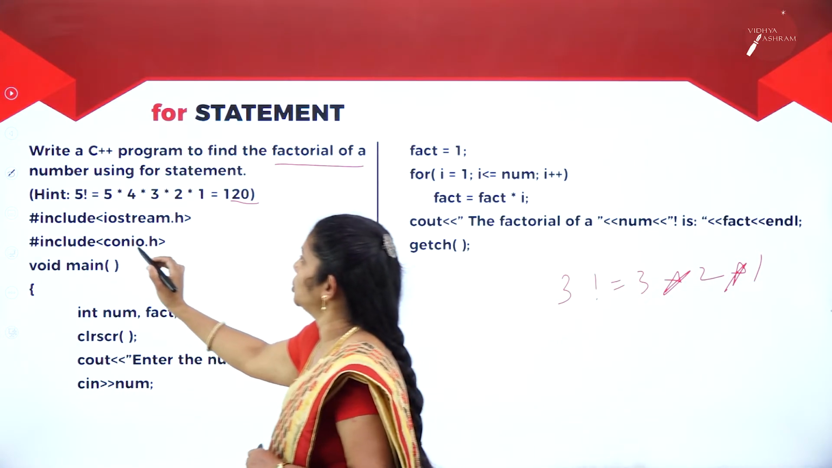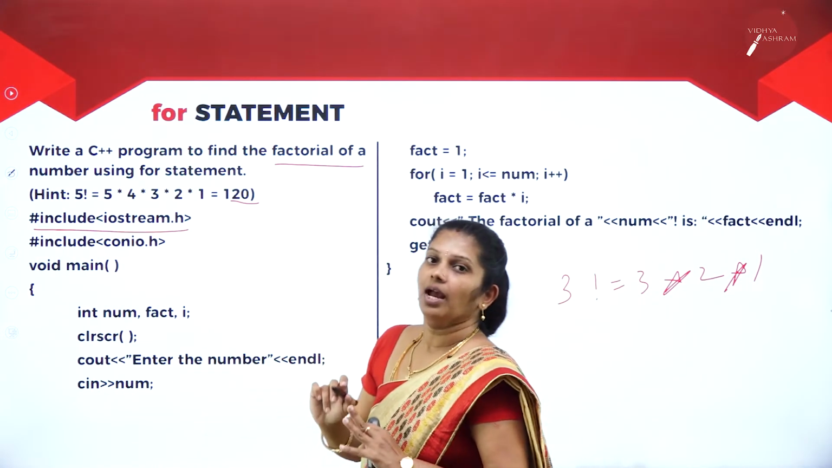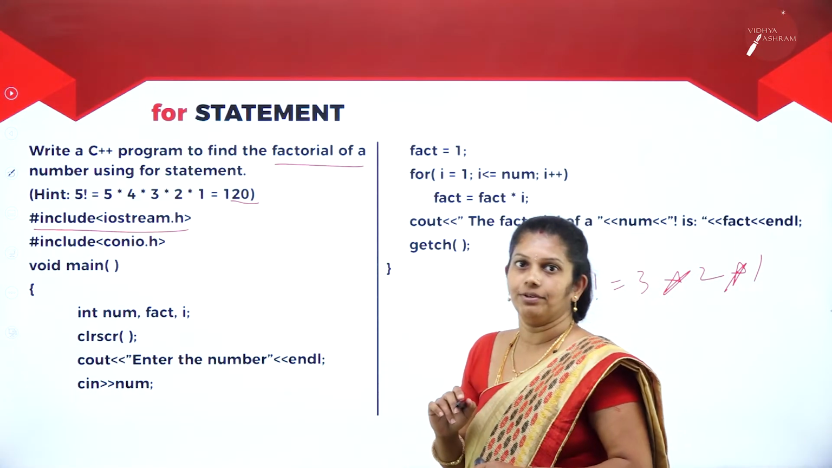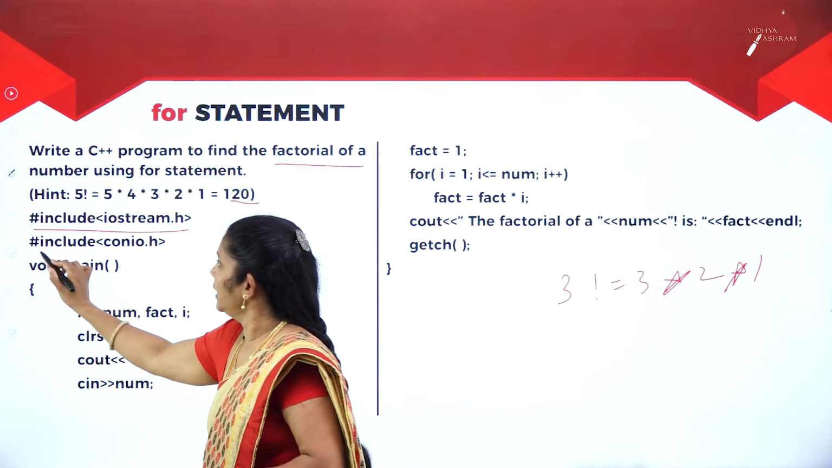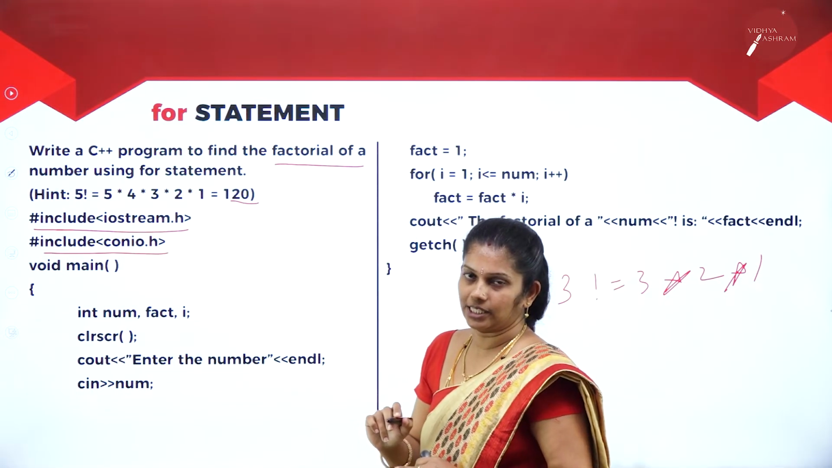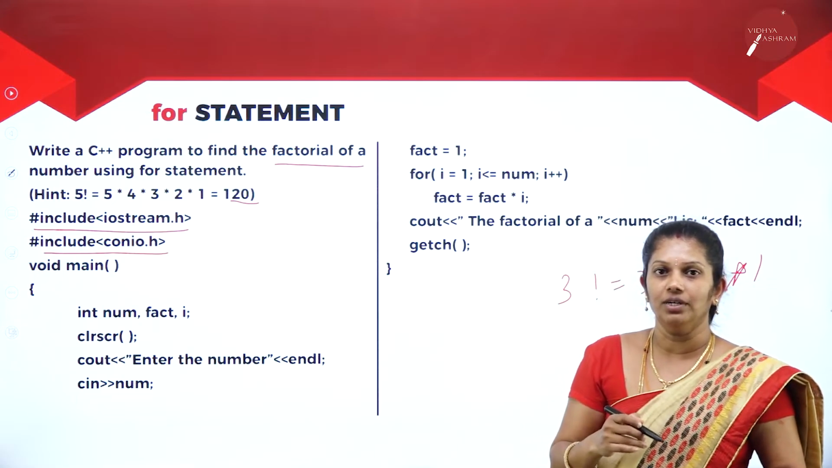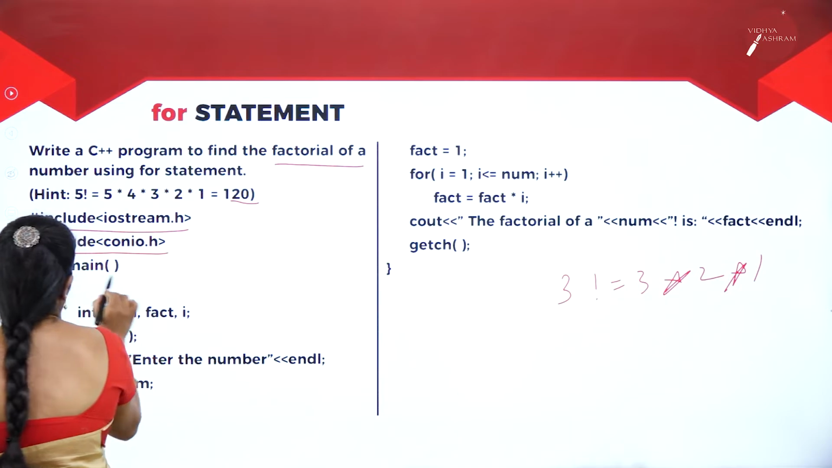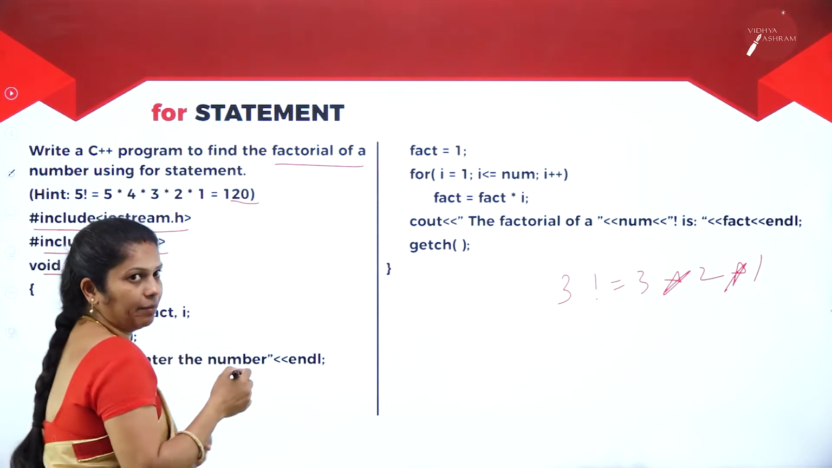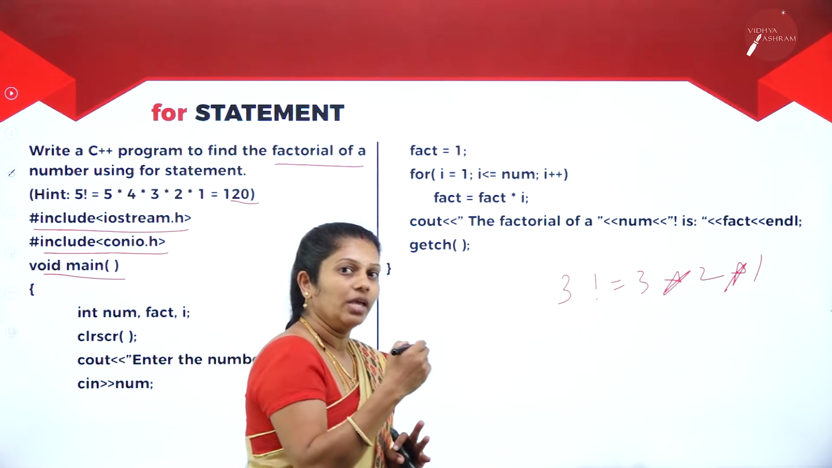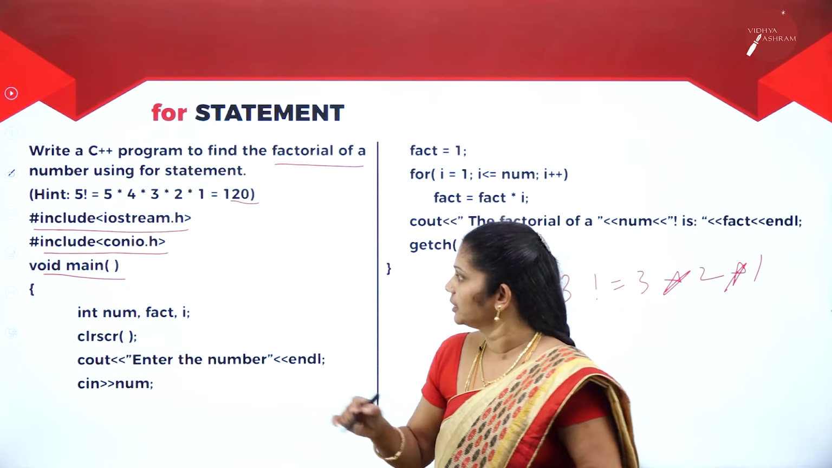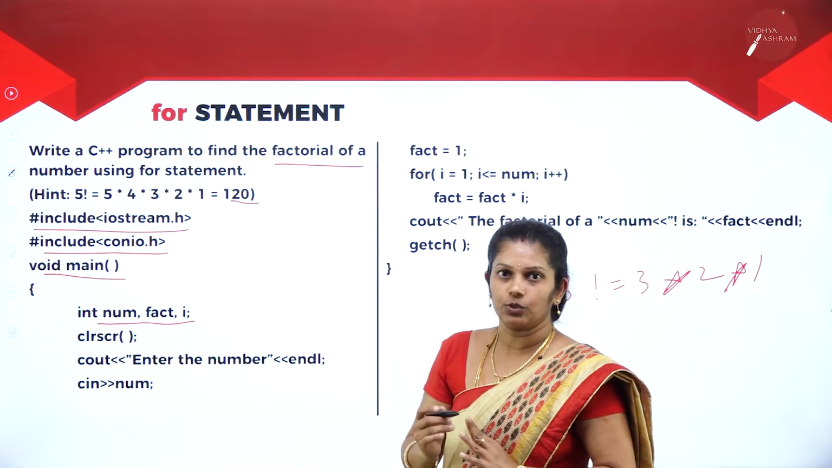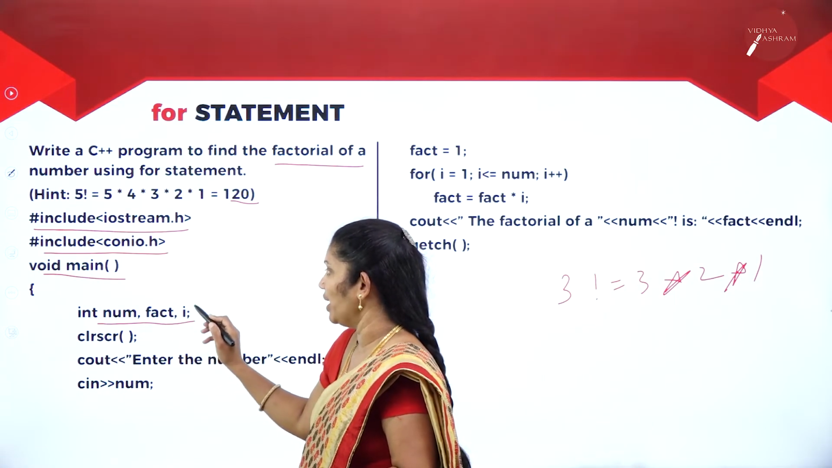For that, as usual, first we will start with the header file. #include iostream.h. This is the supporting header file for cin as well as cout. Then next, #include conio.h. This is a supporting header file for clrscr as well as getch function. Then we'll start with the main program, void main. In this void main, we are going to start the main program. First, we have to declare the variables. Here we are declaring variables of type integer. Three variables we are declaring: one is num, one more is fact, and one more is i.